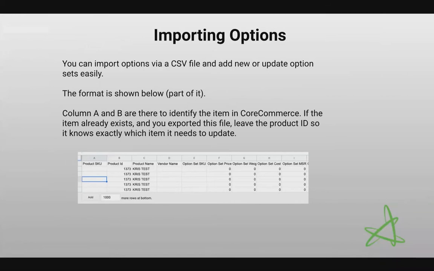So now we'll switch our focus over to importing them. And it's all CSV imports, as you guys know. You can use the CSV file to insert new option sets into the database for a product, or to update existing ones. So the screenshot you see on the screen here is just a snippet of what the CSV file looks like. It's the first 9 or so columns of that file.